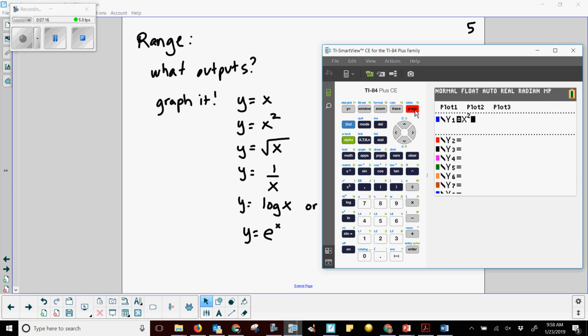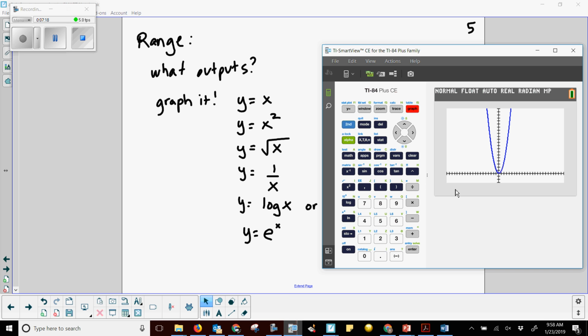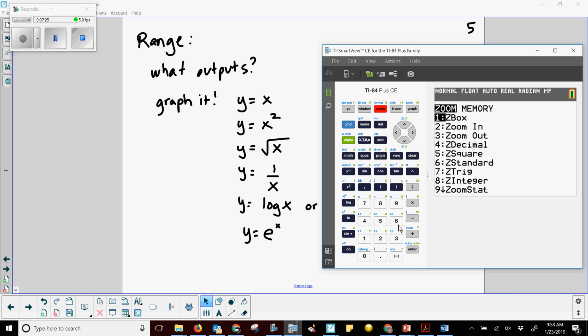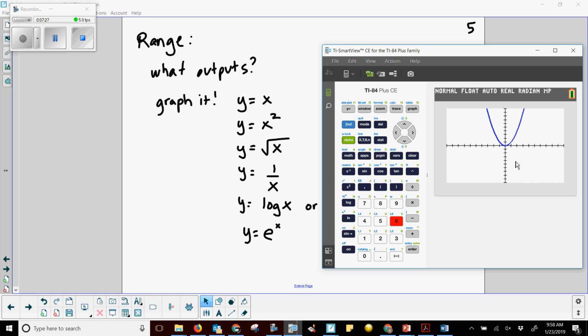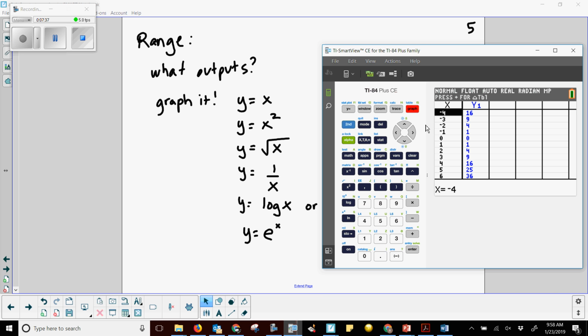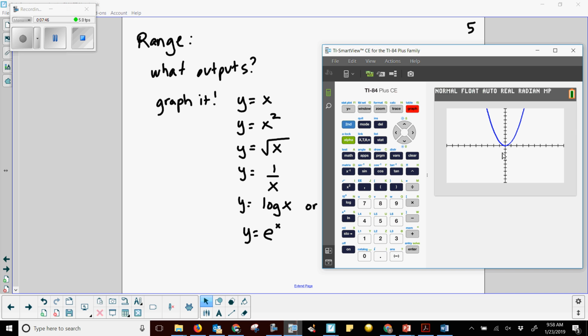For y equals x squared, graph looks like that. And what kind of outputs will we have? Well, if you notice, I don't have any down here. Let me zoom. I don't have any down here, which means my y value, my output, will have to be either 0 or greater. And if you go to the table, you can see we get down to 0, but we don't have any negative numbers with x squared. The graph tells us that, and the table tells us that. So you would say y has to be greater than or equal to 0.